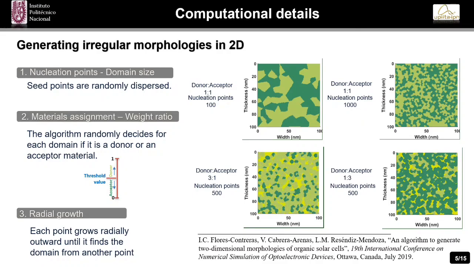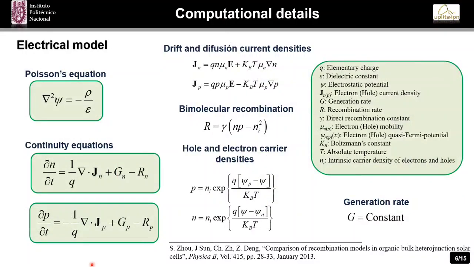In the last 2 samples, the weight ratio was changed to show how the morphology is modified. The electrical modeling of organic solar cells is based on 3 coupled differential equations: Poisson's equation and the continuity equation for the electron and hole current densities. The system is complemented by equations which represent the drift and diffusion current densities.